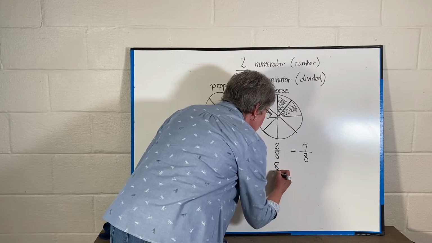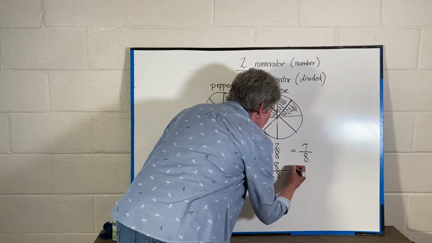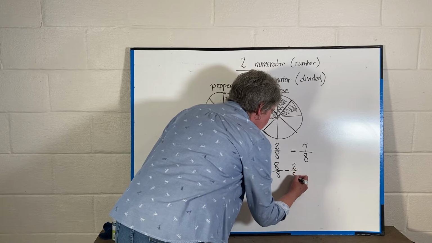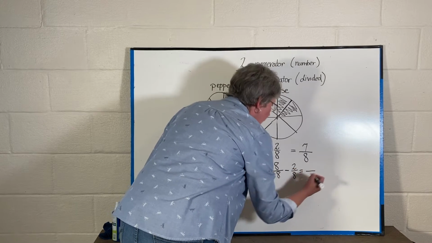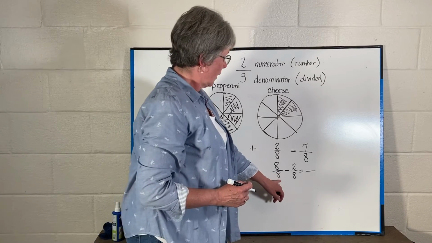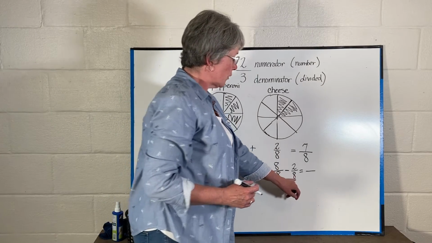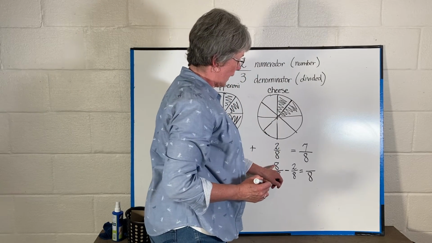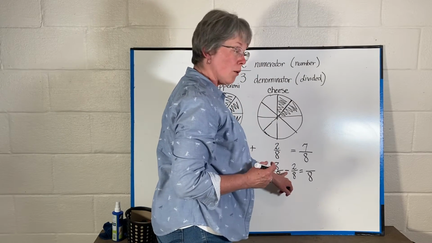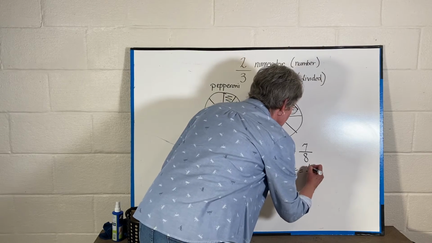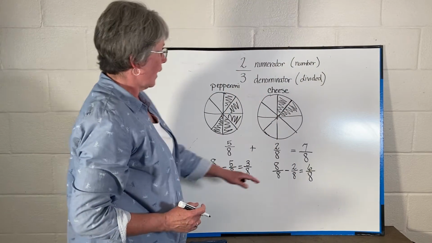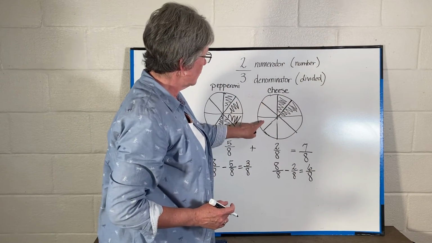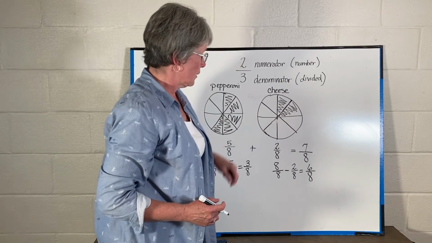Starting with a whole cheese pizza, we ate 2 of the 8 pieces. How many are left? The denominators are the same. Now I can subtract. 8 minus, or take away, 2 is 6. 6 out of 8 pieces are left. 1, 2, 3, 4, 5, 6.